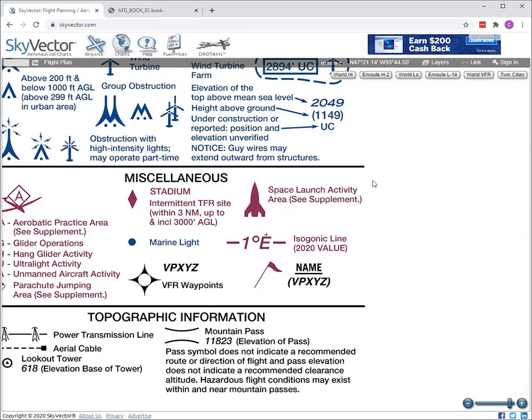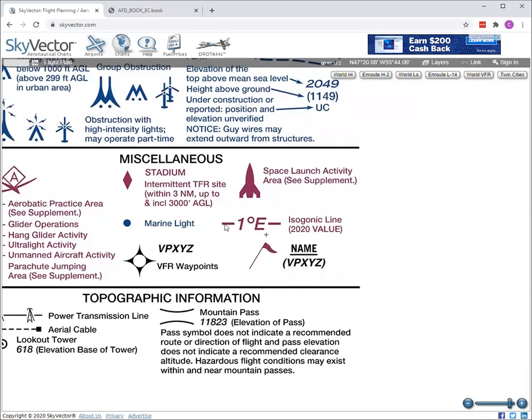Space shuttle, space launch, pretty straightforward. Now these we'll talk about more when you get into actual navigation, but these are isogonic lines. Basically this is the deviation of the magnetic field on that line, and that's what you'd use to correct for the magnetic error in your compass. If you see this little flag, it means this is another VFR waypoint. You can use that when you're communicating with a tower to help them identify where you're at.